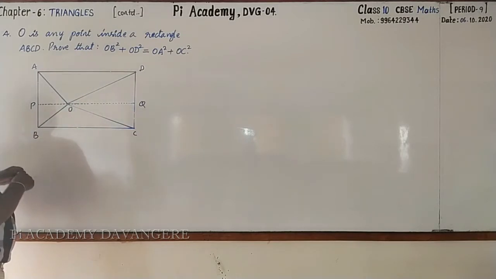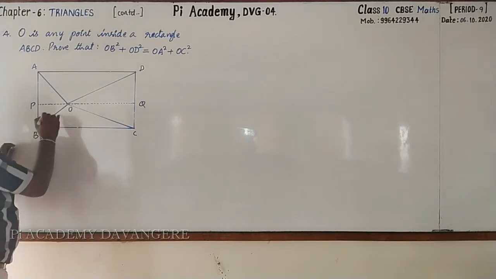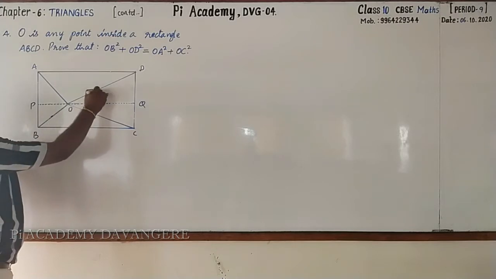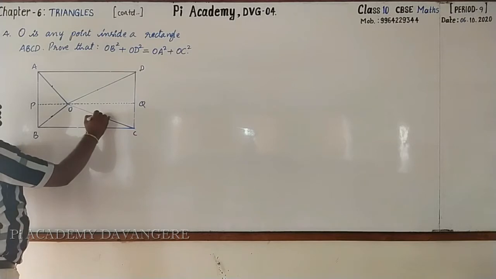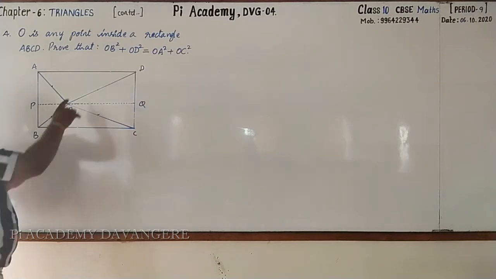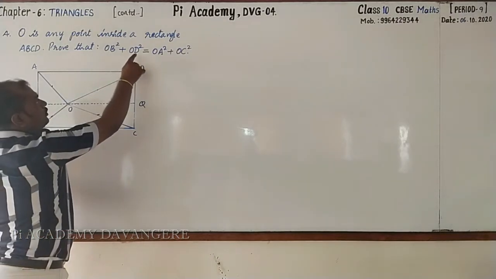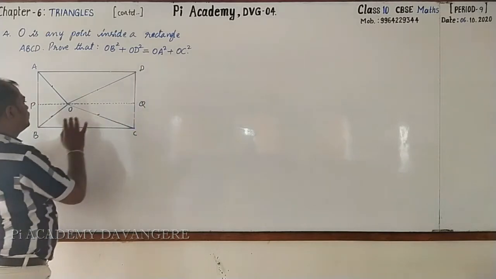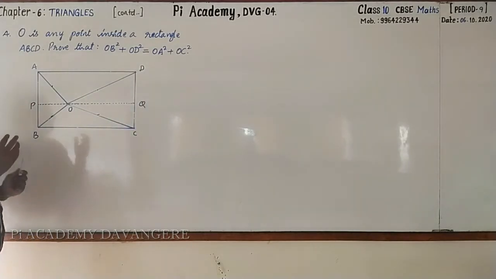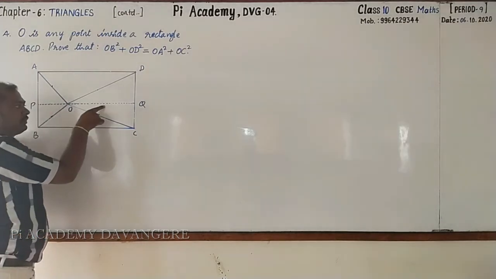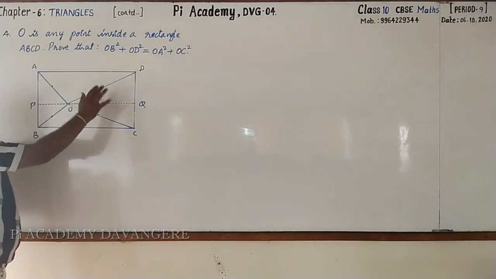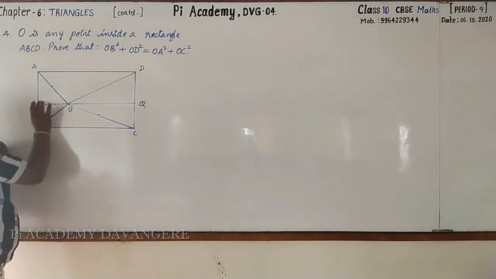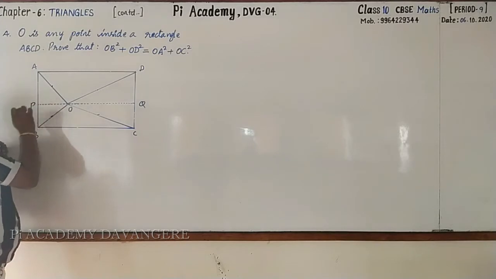OB square plus OD square is equal to OA square plus OC square. Here when you observe OB, OD, OA and OC, what will you think? Will they become the hypotenuse? Definitely. Here, as I said, they have only given the construction. As it is a rectangle, each angle will be 90 degree. This is 90 degree. What about this angle? It is also 90 degree.